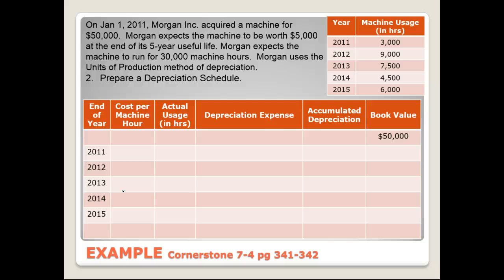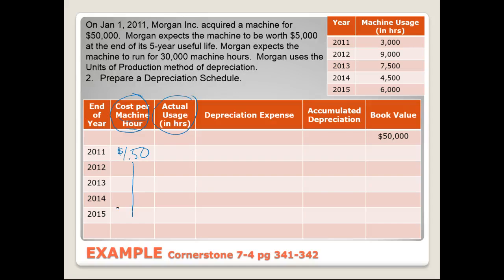So can we prepare a depreciation schedule on that? Yes, we absolutely can. And the way to do that when we're dealing with units of production method is we actually add a column for the cost per machine hour and the actual usage each year in hours, because that's going to make it real simple to figure out the total depreciation expense each year. Now, what did we say the depreciation cost per unit is? Well, in this case, it's the cost per machine hour, and we said it was $1.50. Now, does that change throughout the life of the machine? No, it does not. So we expect $1.50 of depreciation expense per machine hour.